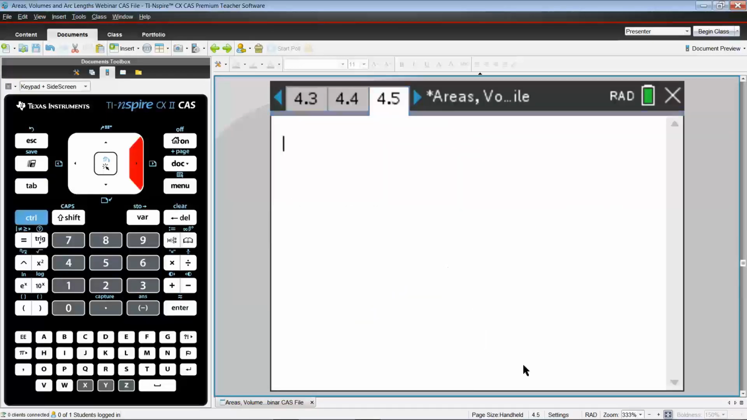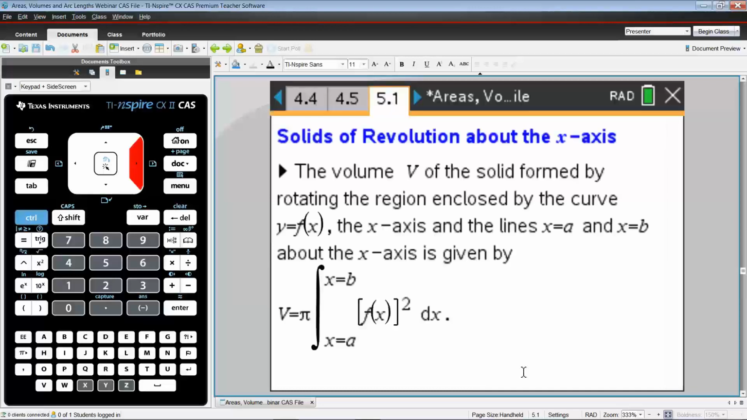All right, so moving on to the next section. We've now finished up with areas. Now let's look at solids of revolution. One of the ways to revolve a region about an axis is to do it about the x-axis. If you take a region enclosed by the curve y equals f(x), the x-axis and the lines x equals a and x equals b, you rotate that region about the x-axis.